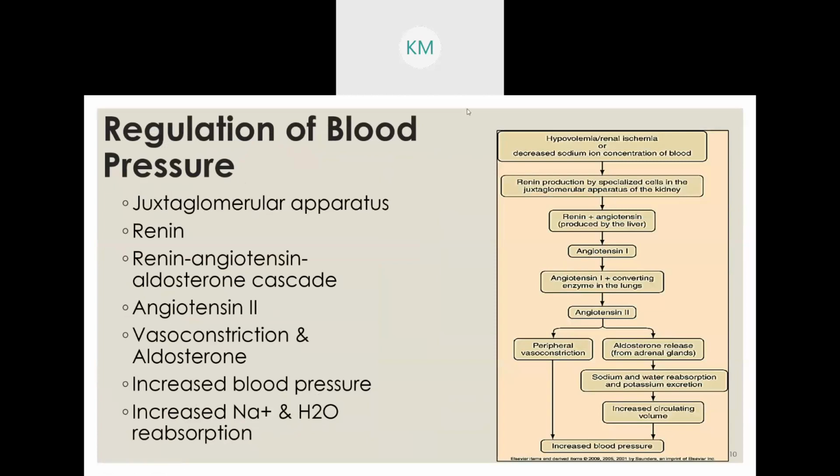All right. On the right is a flow diagram of the renin-angiotensin mechanism. So let's look at how this relates to renal function and the regulation of blood pressure. There are specialized cells in the afferent and efferent arterioles and the distal tubule.